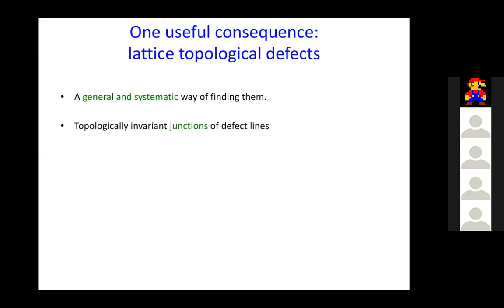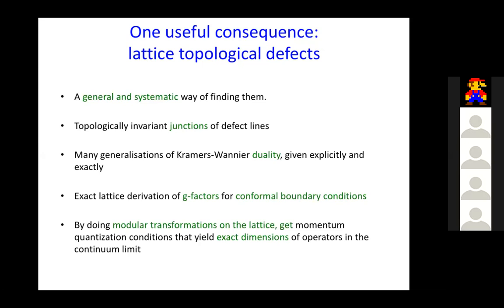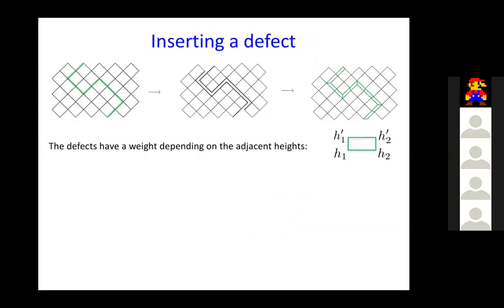You can get topologically invariant junctions of these lines. You can get lots of duality, generalizations of Kramers-Wannier duality. I won't say much about that, but if you may have heard of g factors for conformal boundary conditions, you can derive these exactly. So it's a universal quantity you can derive exactly on the lattice. And you can also get exact dimensions of operators. So now for the rest of the talk, I'll try and illustrate some of these things that we can do and give a little more detail of this slide.